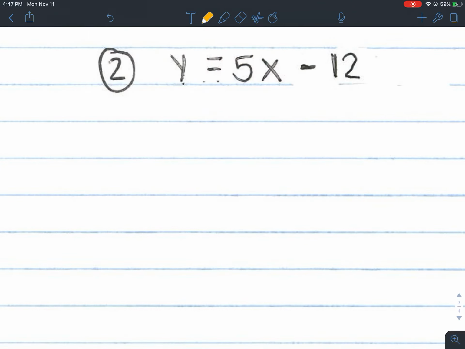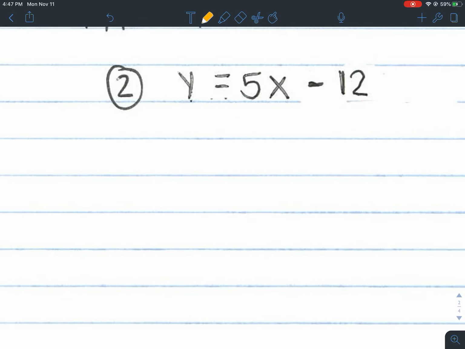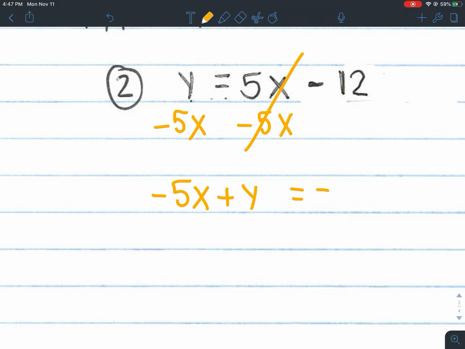Moving on to number 2. We want x and y on the same side here. So the first thing I'm going to do is subtract 5x on both sides. Okay? Remember, we want to write our x first. So this is going to be negative 5x. And then plus y, because it's positive y, equals negative 12.